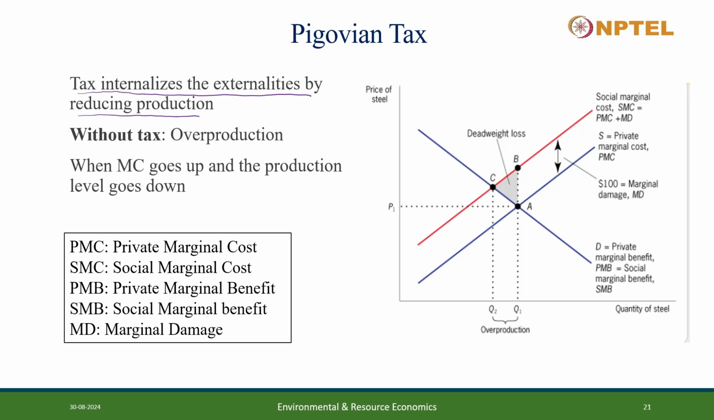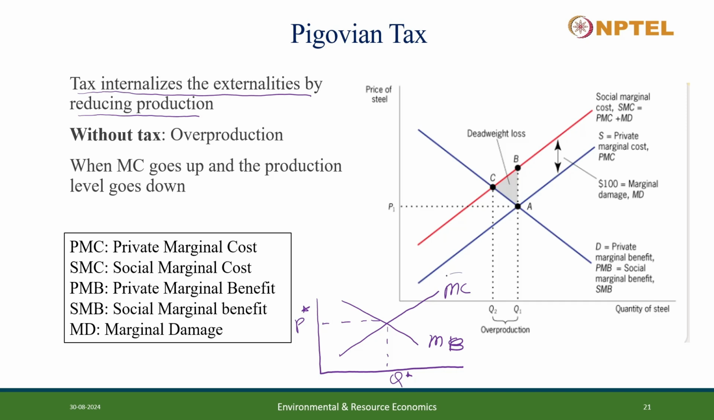Now I'll try to draw it one more time. This is my marginal cost curve, the MC curve, and this is my MB curve, the marginal benefit curve. If there is no consideration of externality, then this is my optimal price and this is my optimal quantity. Is it clear?